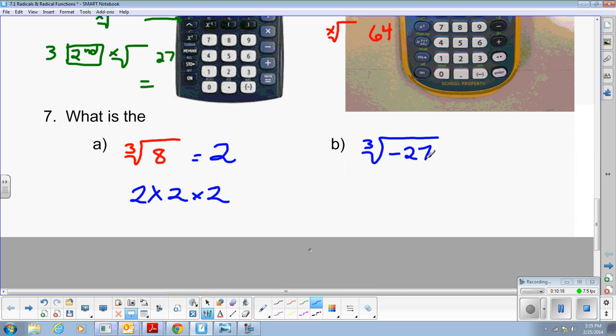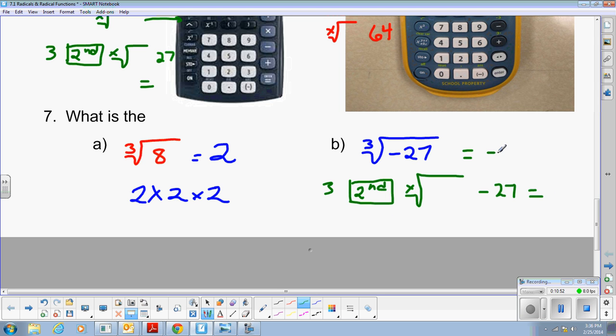However, when I have three factors, take your calculator now and I want you to try this and see what answer you get. So type in the 3, press second, then type the root key, then type negative 27, and then press equals. What answer do you get? That's right, you get negative 3 here.